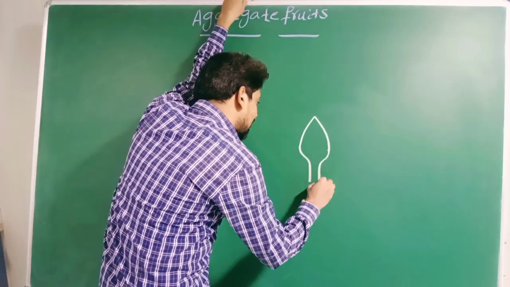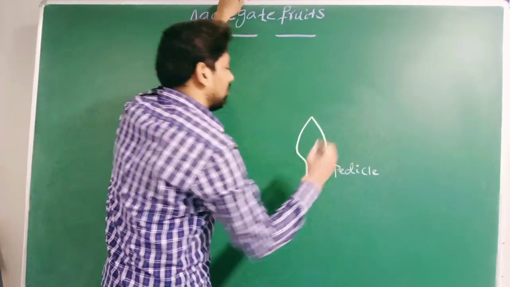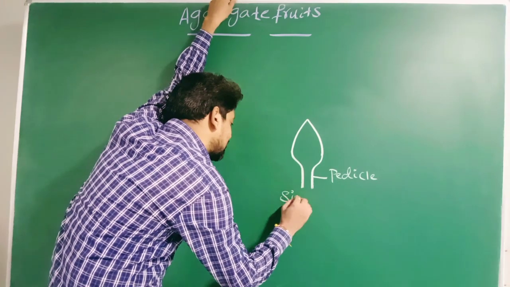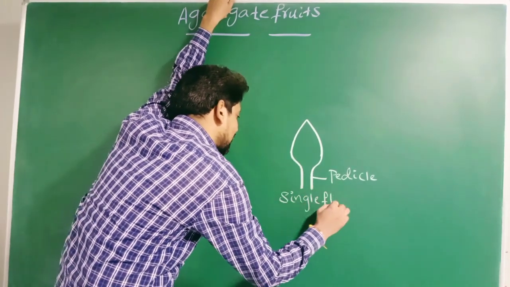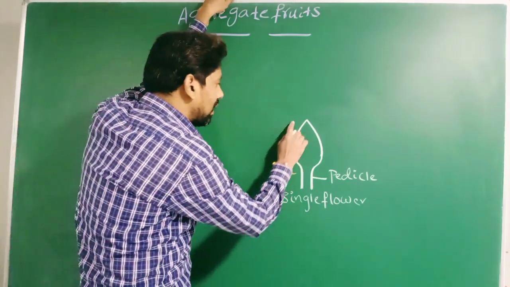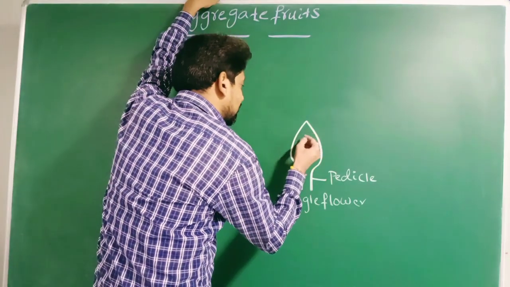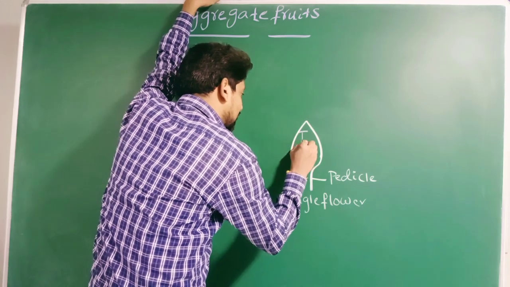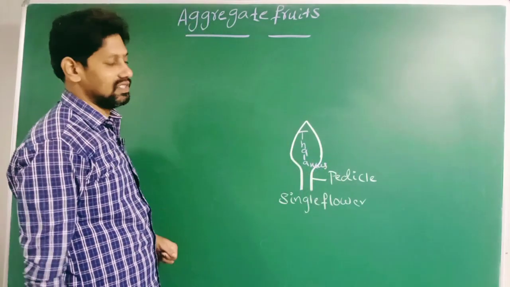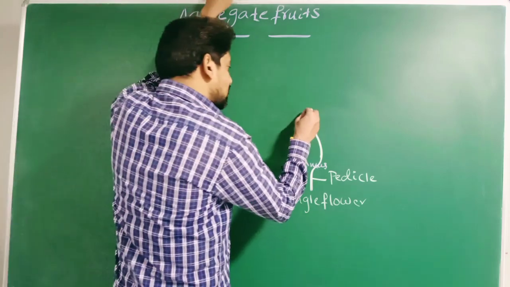This is a pedicel, the stalk of the flower. Here, how many flowers are present? Only one flower is present here. What is the tip of the pedicel called? The tip of the pedicel is called thalamus. This is thalamus. Now see this diagram.